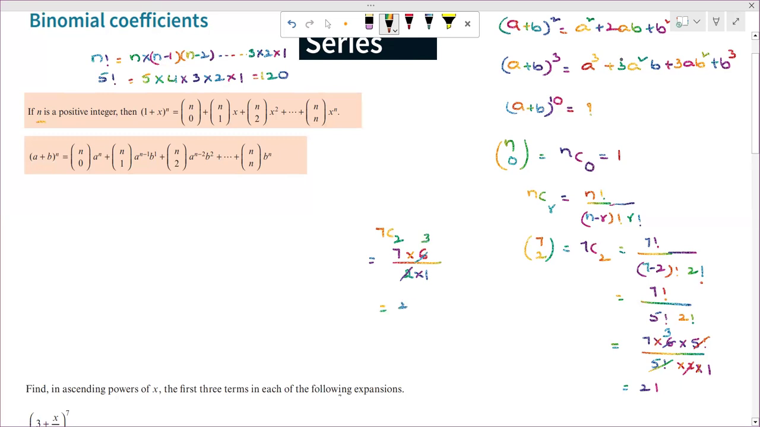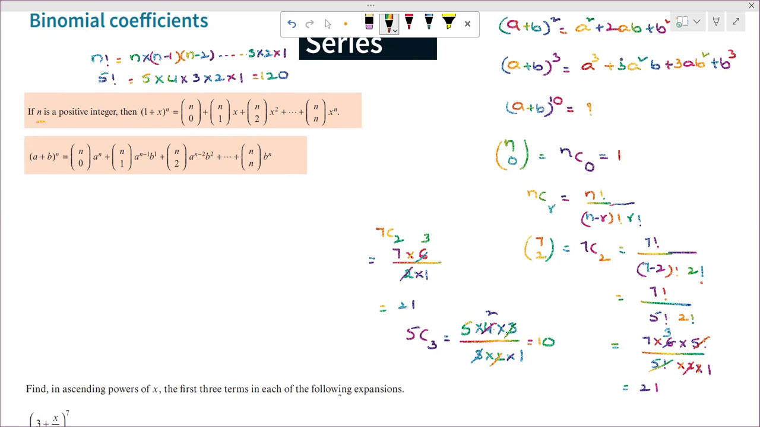For example, 5C3 is there. So in the denominator, 3 into 2 into 1. In the numerator, 5, 4, 3. Only 3 terms, the r value. So now you cancel 3. 3 gets cancelled, leaving 2 times 2. This is how we can simplify directly also. However, we are using a calculator, so no need to bother about that. Still, if you want to learn, you can use the formula.